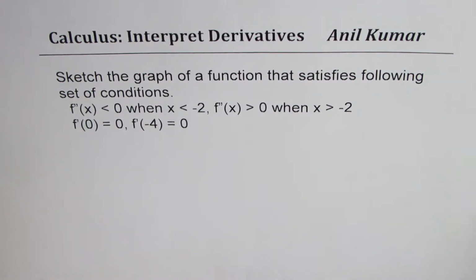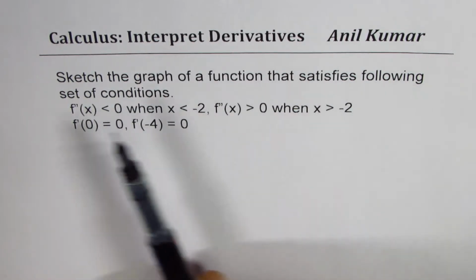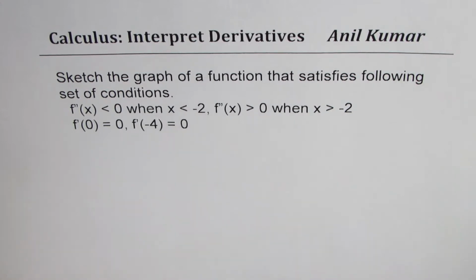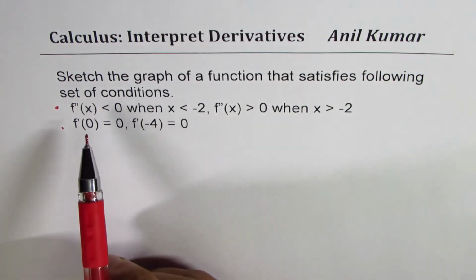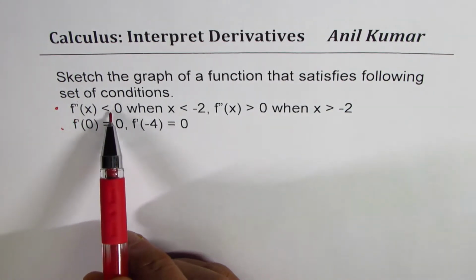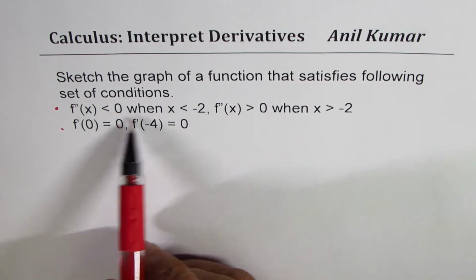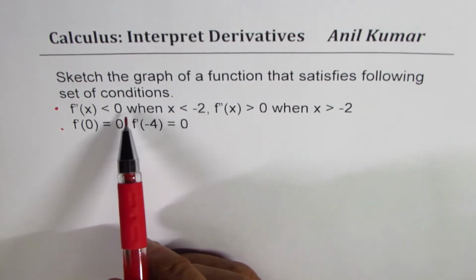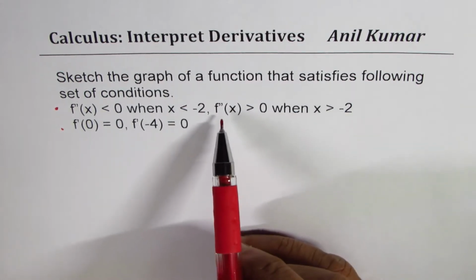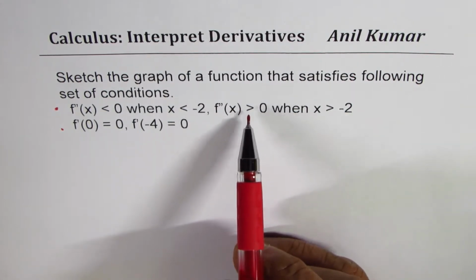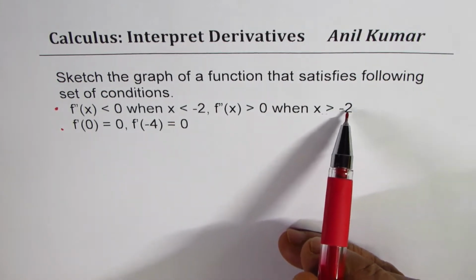The next example before us is to sketch the graph of a function that satisfies the following set of conditions, right? So both are kind of related. We are given a couple of conditions here. First, related to the second derivative. It says that the second derivative is less than 0 when x is less than minus 2. That means it is concave down in that portion. Less than 0 means concave down, right? It is concave up, the second derivative is greater than 0, when we are talking about a portion where x is greater than or equal to minus 2, right?